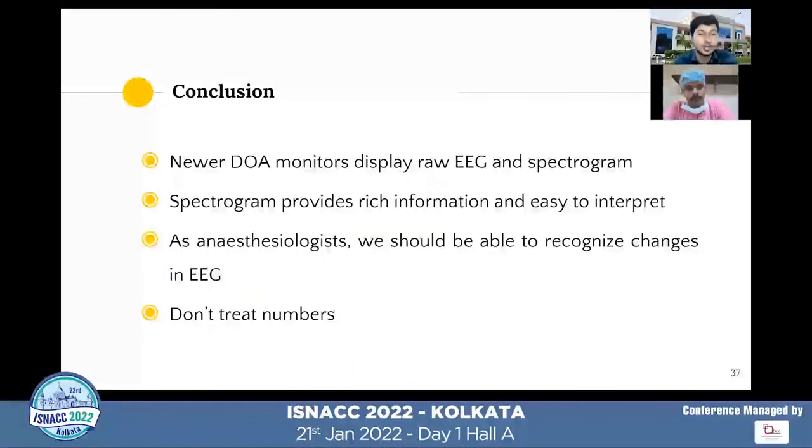So to conclude, with most depth of anesthesia monitors we have the raw EEG, and the density spectral array is also seen. So we have to assess both the EEG waveform or density spectral array and the numbers. The spectrogram provides us with rich information, and it is usually easy to interpret, and we should be able to recognize changes in EEG, and always interpret EEG with numbers and with the clinical condition of the patient. Thank you.